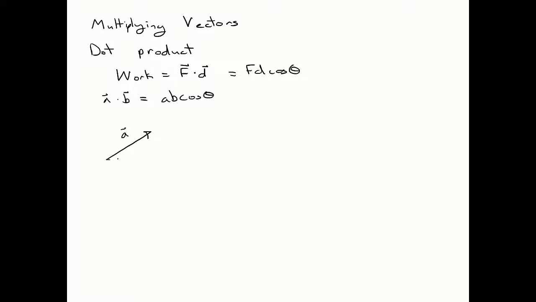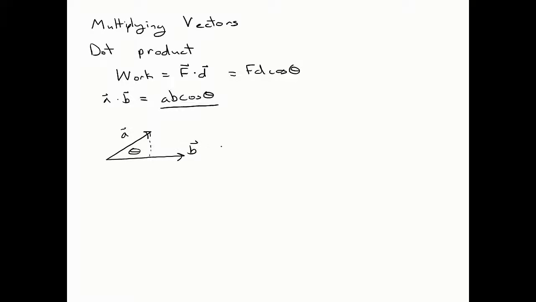So if this is our vector A and this is our vector B, this is the angle between them. Right, so that's this picture that you know how to use this formula. The length of A times the length of B times the cosine of the angle between them. The physical meaning of this is it's the magnitude of B times the magnitude of the projection of A onto B, or vice versa.